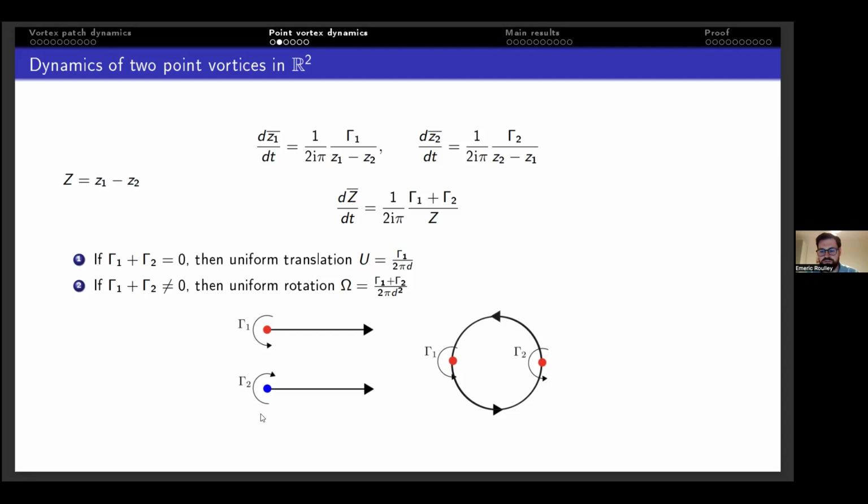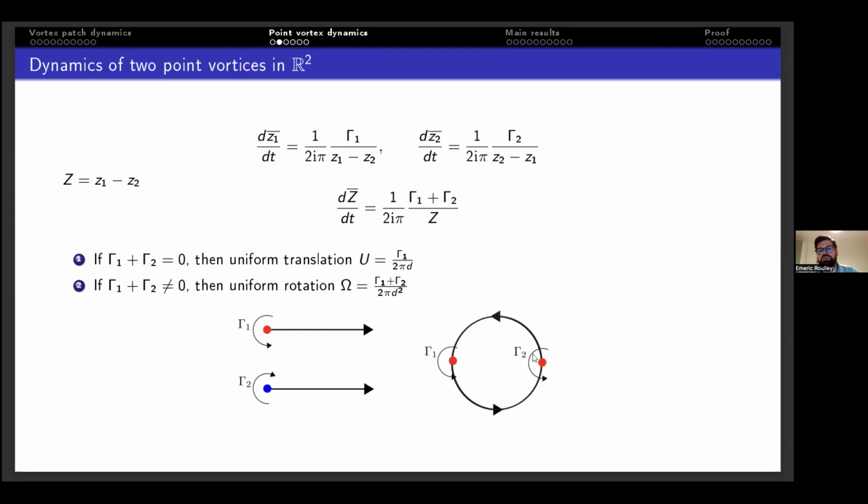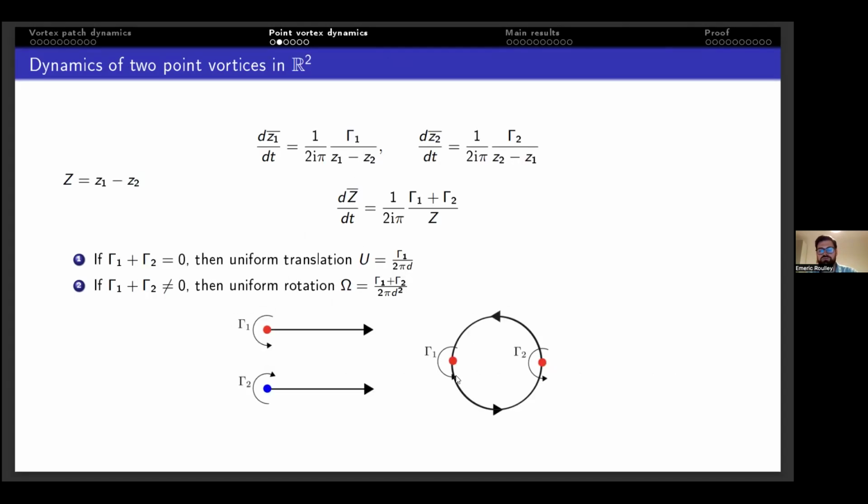So 2 vortex patches together. For symmetric pairs, where you have gamma 1 equal gamma 2 or gamma 1 equal minus gamma 2, for instance, this has been done by Taufik and Johan. And the more general case has been done by Taufik and Zineb. They found that you have a uniform rotation. So you take 2 patches and you have a uniform rotation of the 2 patches if you're in this case, and if you're in this case, you have a uniform translation of 2 patches. And you can compute explicitly everything.